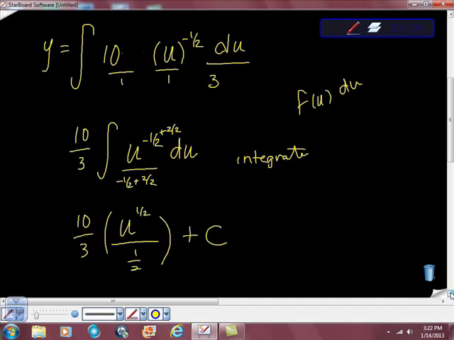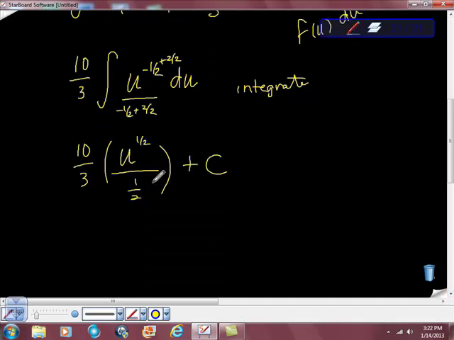I'm integrating now. Remember, this is a complex fraction, so this 1/2 comes up as its reciprocal. So we have 2 over 1 times 10 over 3, which is 20 over 3, don't we? u to the 1/2 plus c.